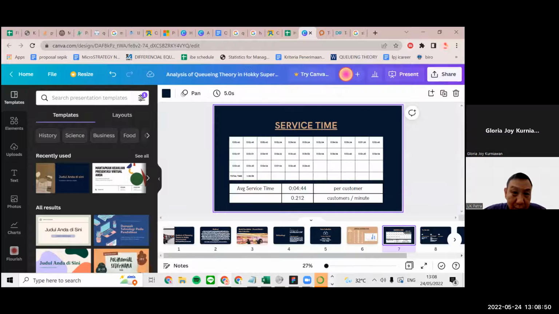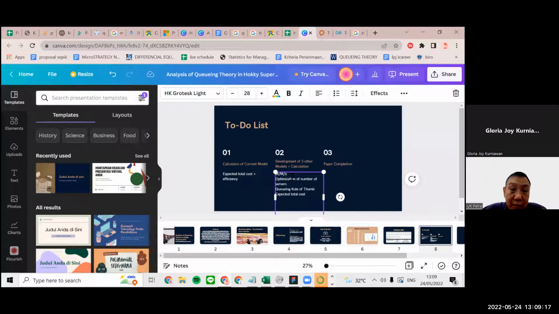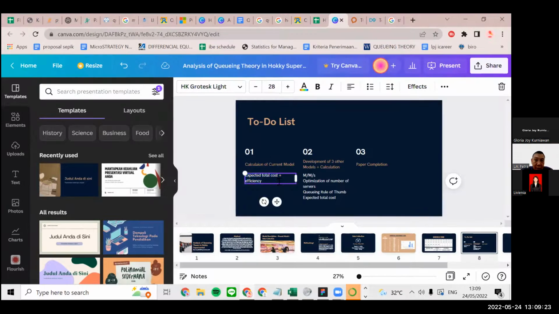Okay. Then this is the service time, and next is my to-do list. Since I already obtained the data, I just need to calculate the current model, the LDW, the expected total cost, and efficiency. And then I will input it to other models to find whether there are any models that fit. Try with MM1 but multiplied by S. Oh, here is MM1S in the current model. So it's MM1 multiplied by S. Okay. So I will try MMS like 1Q.